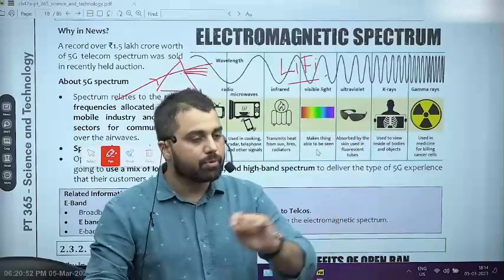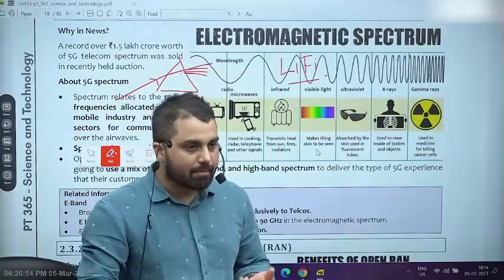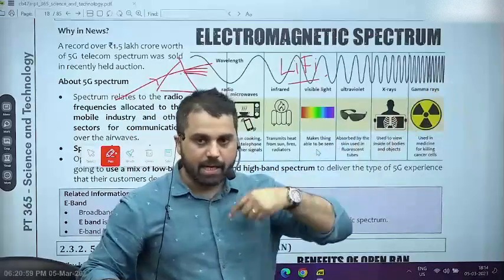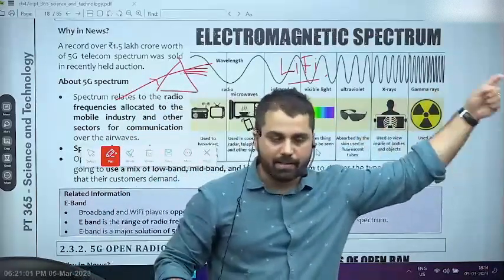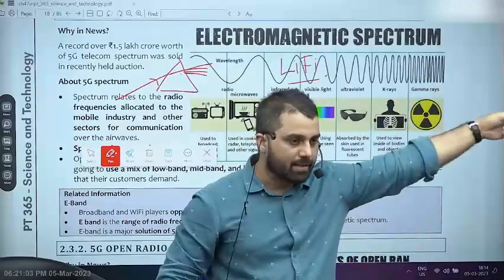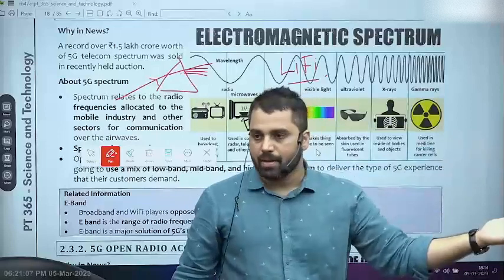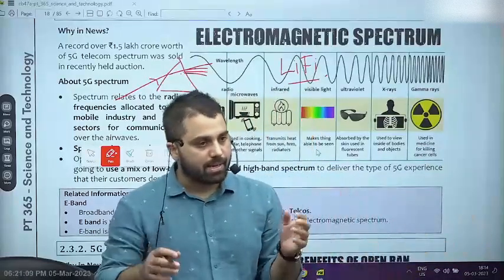But there will be a huge challenge. That challenge is that मान लो जो मेरा ये receiver है, वो इस room के बाहर है. तो radio wave के लिए ये जो wall है, that is transparent. Radio wave can easily cross this wall. But can visible light cross this wall? The answer is no. So जो visible light communication है, उसका range हमेशा कम होगा.